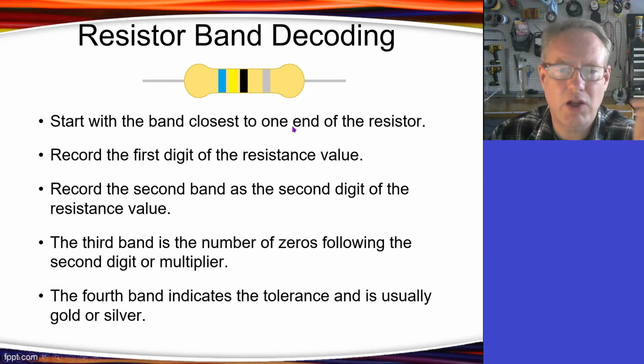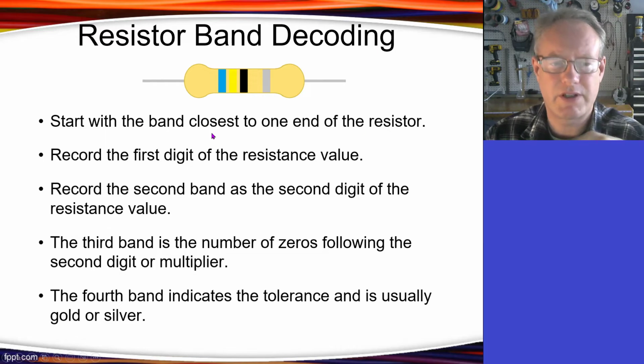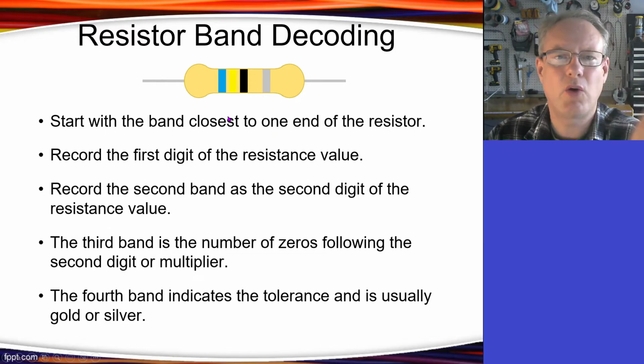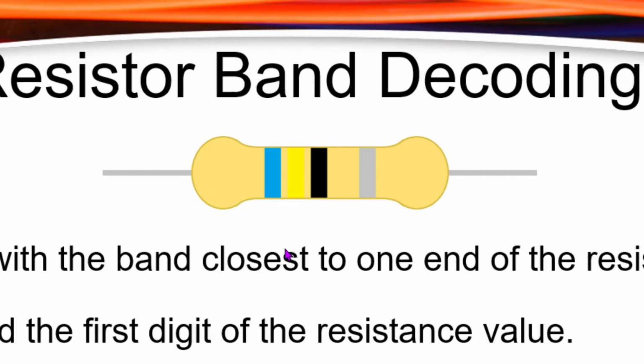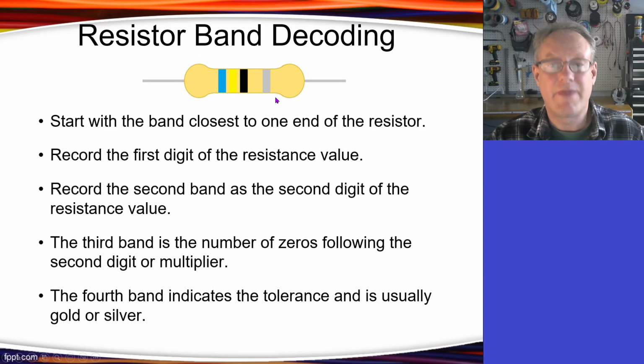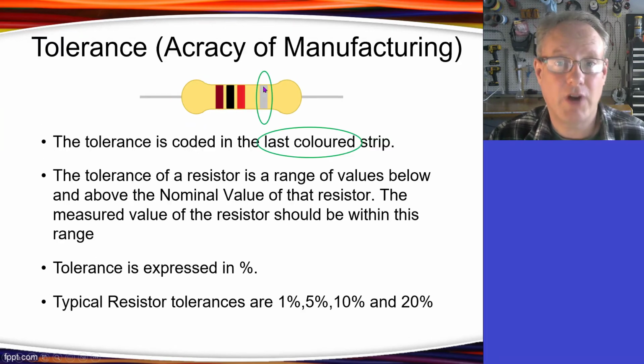Start with the band closest to one end of the resistor. Okay, so what's happening here, how do you know which is the left and which is the right? So there's a gap in here. There's a gap in here. So you know that this is the tolerance band, and that's the last band. So you start with this band and you move forward and you read it this way. The first digit, the second digit, the multiplier. And then this guy over here is all about the tolerance.